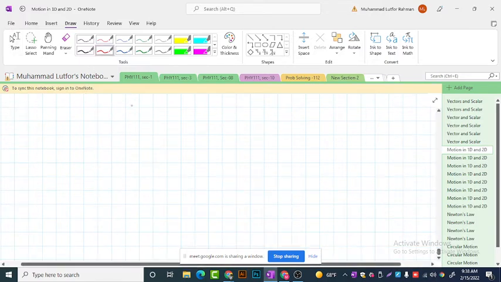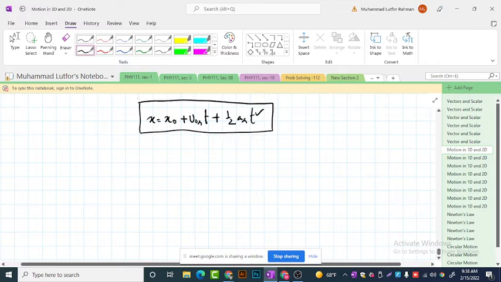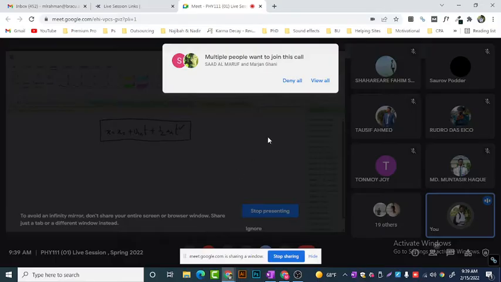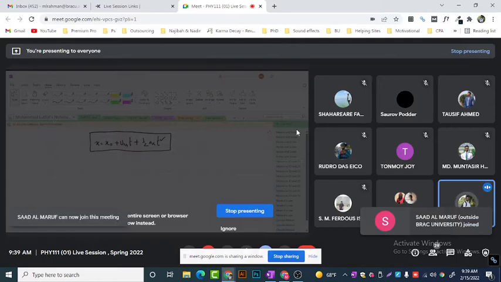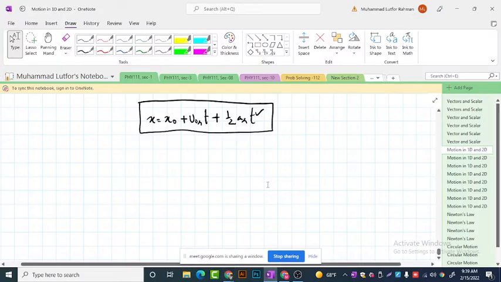Fine. So in the previous class, we discussed motion in 1D. That motion we can explain by the generalized displacement equation, which is x equals x naught plus v naught x t plus half a x t squared. So using that equation, you can solve any type of motion, whether the particle is moving with constant velocity, constant acceleration, or neither, and also 1D, 2D, and 3D motion.